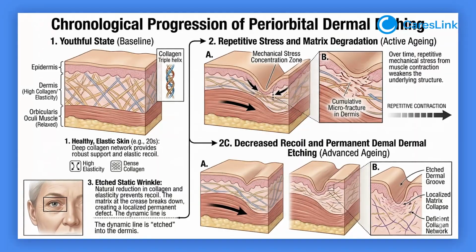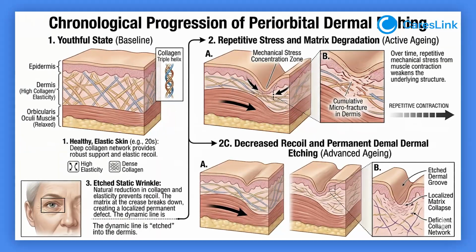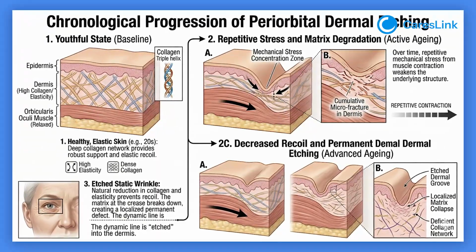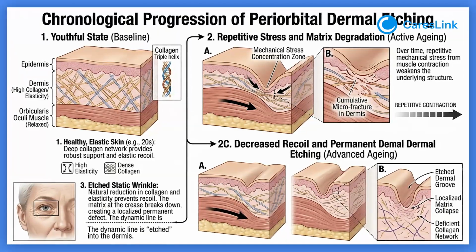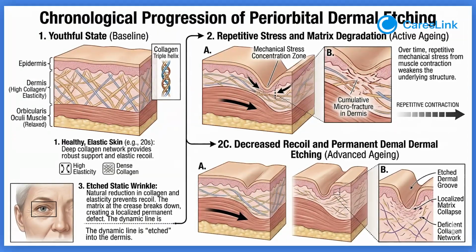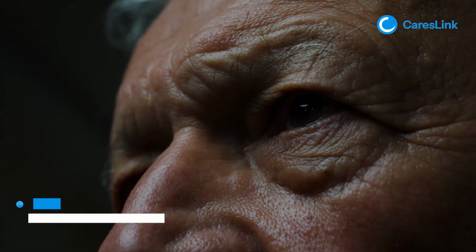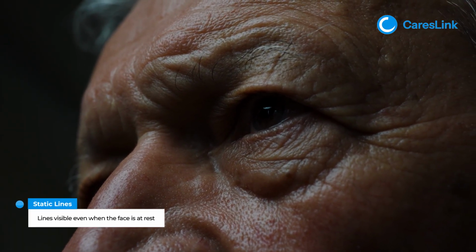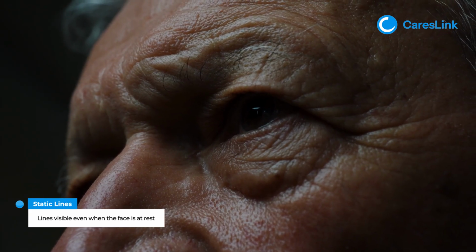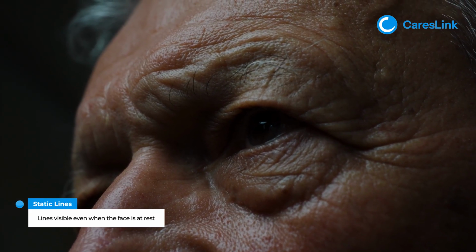Over time, the repetitive mechanical stress of muscle contraction, combined with the natural reduction in skin elasticity and collagen, causes these dynamic lines to etch into the dermis. They become static. As the condition progresses, you will notice the lines becoming deeper and more defined. You may even see textural changes extending into the lower eyelid.